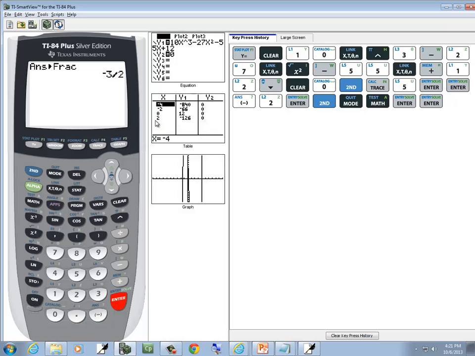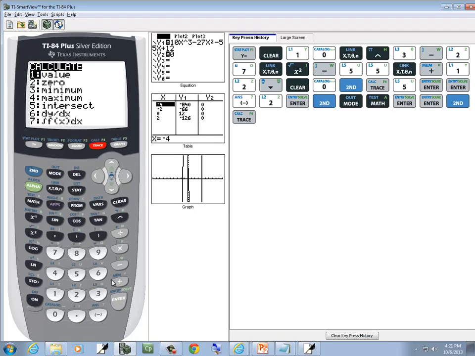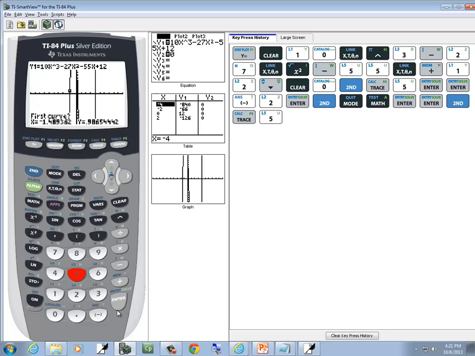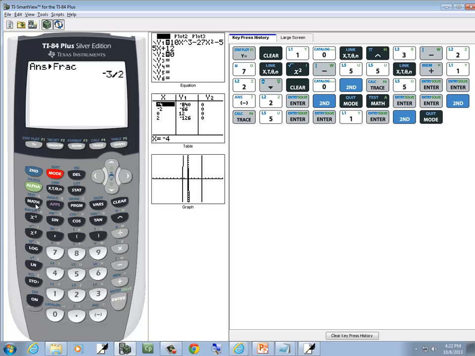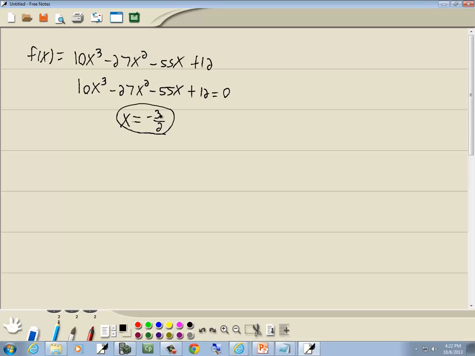Well, we got two more answers. So let's do second trace, choose intersect, enter on first curve, enter on second curve, and I'll put in 1 for the guess. It'll find whichever one is closest to. We got 0.2, which we know what that is fraction-wise, but let's say we didn't. We do second mode, exit out, and then you press math, enter, enter. And that gives us 1/5. And that's our second answer.